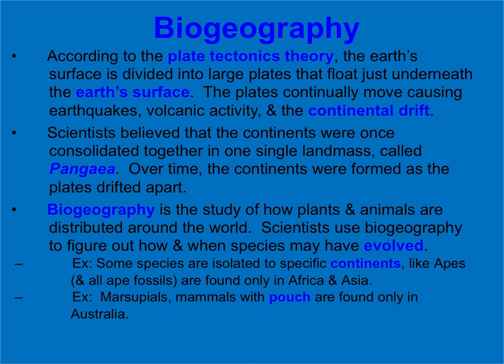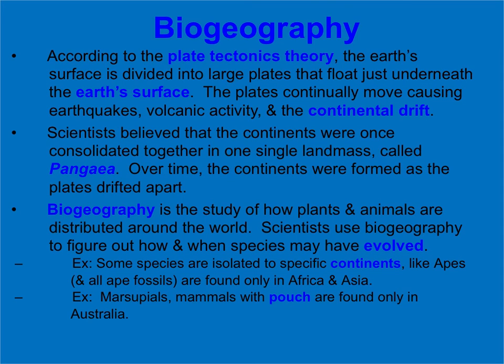So if you recall plate tectonics, we have large plates floating on the Earth's surface, and those plates are moving, which causes the continents to drift slowly, extremely slowly. It also causes volcanic activity and earthquakes. So scientists do believe that all the continents were once one giant landmass called Pangaea, and over time they drifted apart into all the continents we have now.